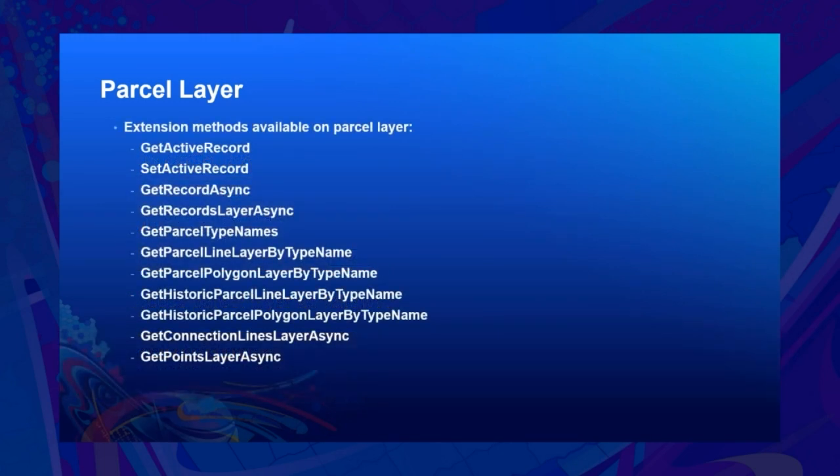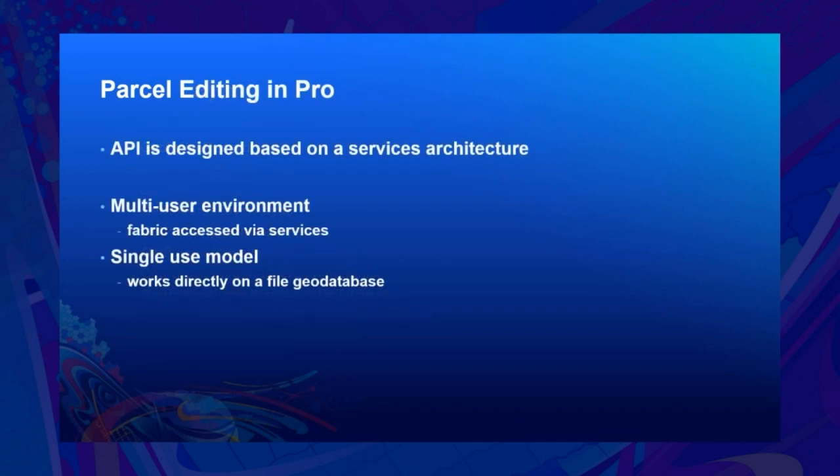Here's a full list of all the extension methods available from the parcel layer. We'll be featuring just a few of these in this session. The Parcel Fabric can be used in both a single-use as well as a multi-use environment. When the parcel layer is used to get the fabric data for the multi-user case, it is being accessed via published feature services and is using the branch versioning model.